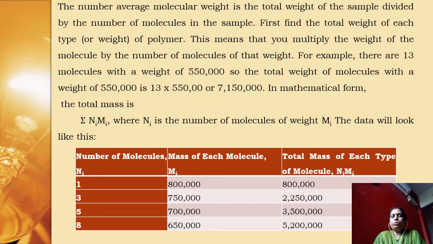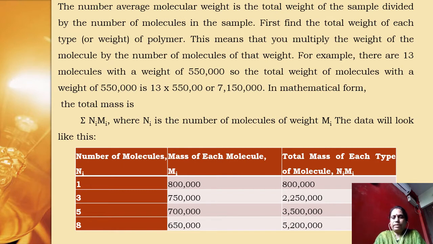So first let us move on to the number average molecular weight. The number average molecular weight is the total weight of a sample divided by the number of molecules in the sample. Now first find out the total weight of each type of molecule, or you can say each type of polymer. What does this mean? This means that you have to multiply the weight of the molecule by the number of molecules of that weight.